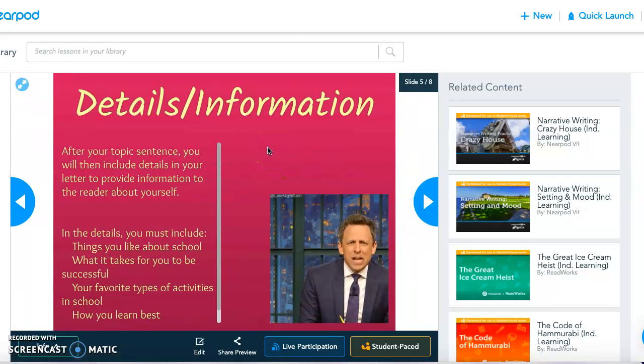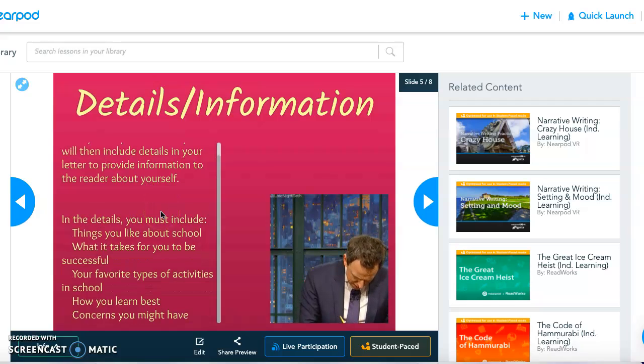Your details and information will come after your topic sentence. Here's where all the guts of the letter will be taking place. Notice how it says after your topic sentence. You will then include details in your letter to provide information to the reader about yourself. That is where all those details that I talked about earlier will come into play. Here they are listed again: things you like about school, what it takes for you to be successful, your favorite types of activities in school, how you learn best, and concerns that you might have.